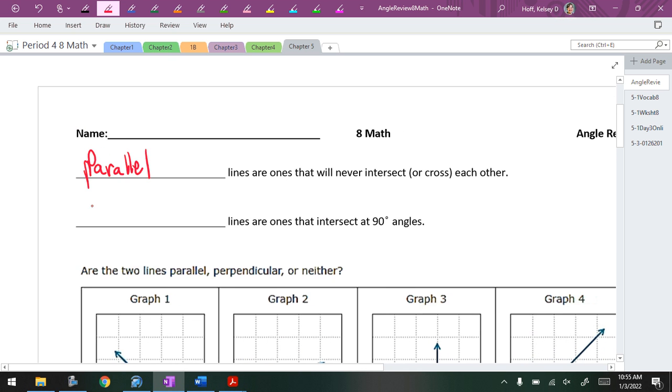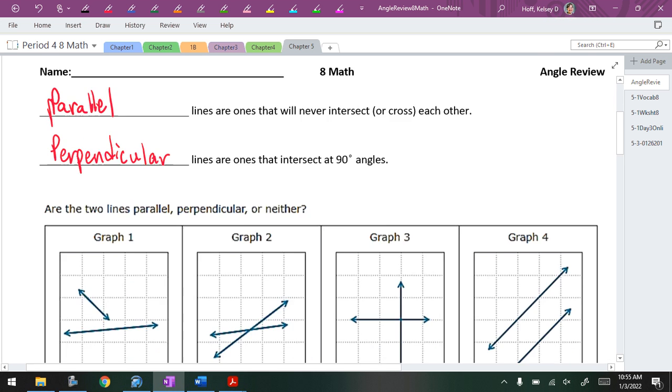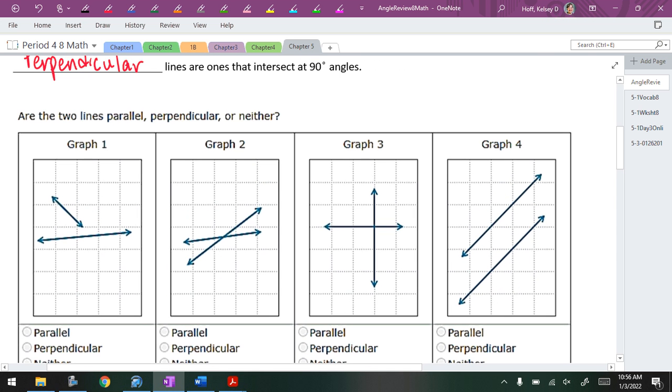Perpendicular lines, whoops, P-E-R-P-E-N-D-I-C-U-L-A-R, are lines that cross at 90-degree angles. Now, technically, could you draw two lines that cross but don't cross at 90 degrees? Yes. Okay. So the very first thing that you're going to do today is you're going to identify, based on the lines drawn, are they parallel, perpendicular, or neither?